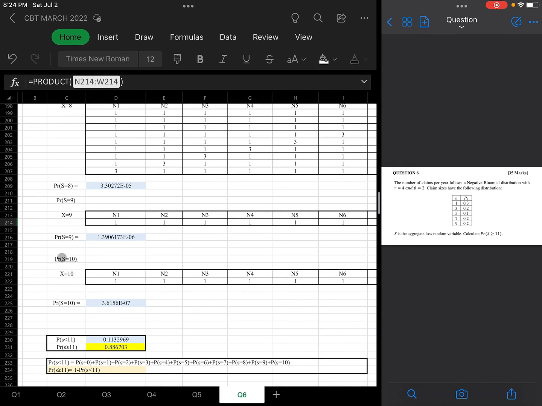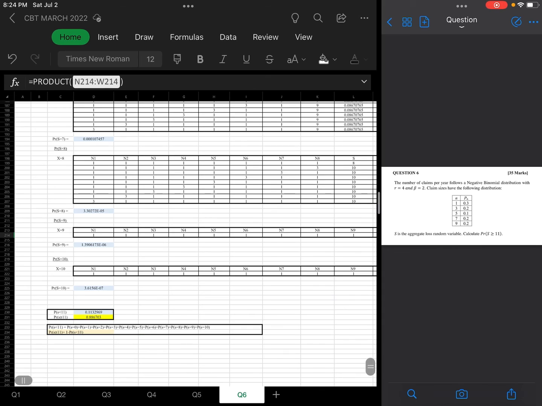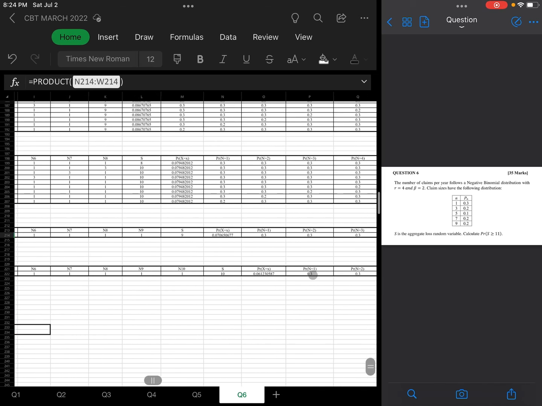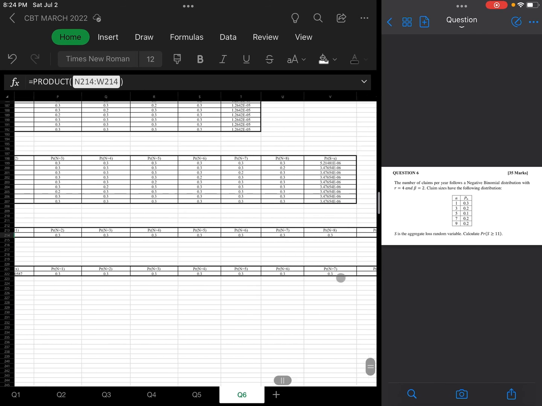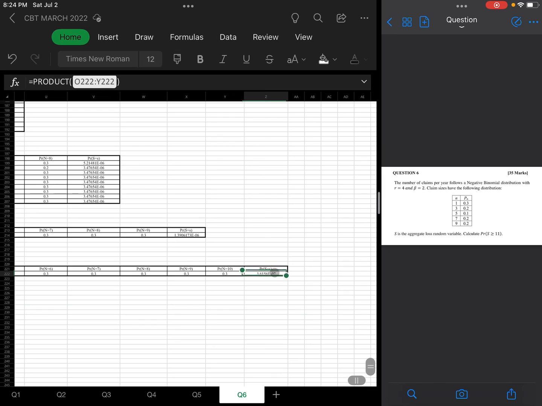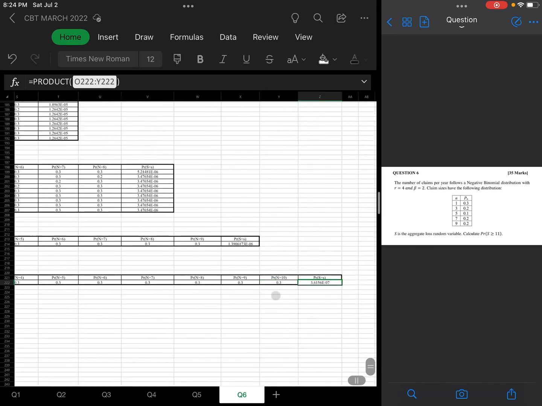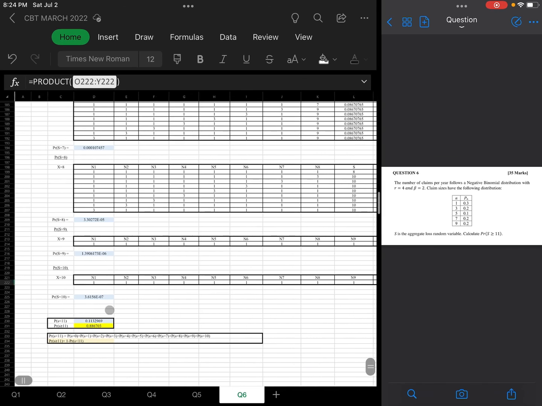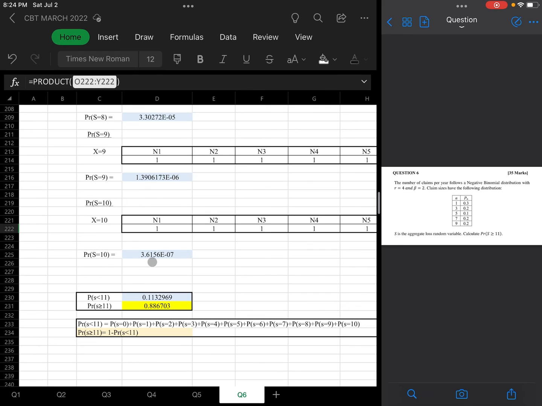Similarly, for probability of S equals 10, only 1 can be used because it will exceed the value of 11 if we use any other number, for example 3, 5, 7 or 9. So we can only use 1. Similarly, we will get probability of S equals s as this number here. So that will be our probability of S equals 10. These are all the values which we just computed.